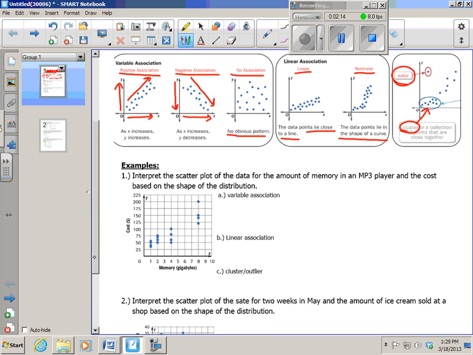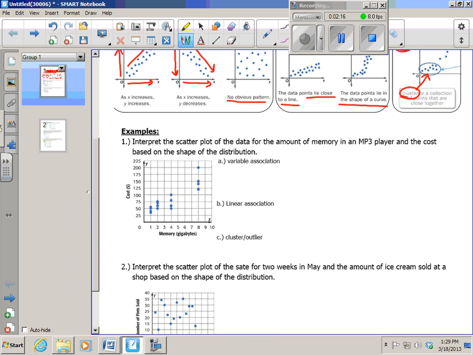So example number 1 says, interpret the scatter plot of the data for the amount of memory in an MP3 player and the cost based on the shape of the distribution. So we are looking for the variable association. So we are looking for, is this a positive, a negative, or is there no obvious pattern? And to me, it looks like there is a positive association. The memory increases as the cost increases.